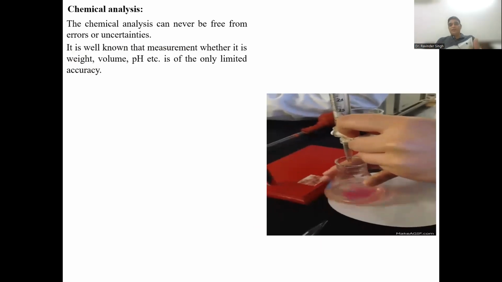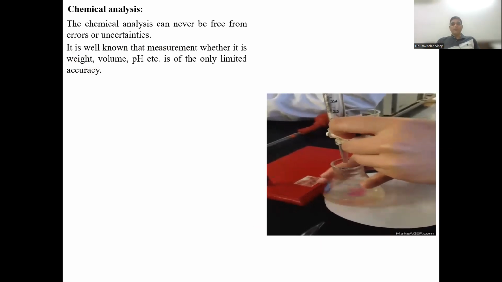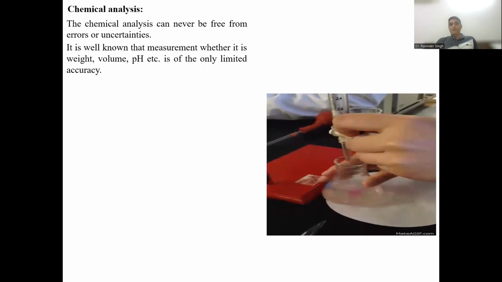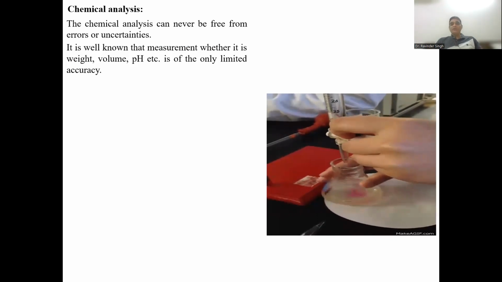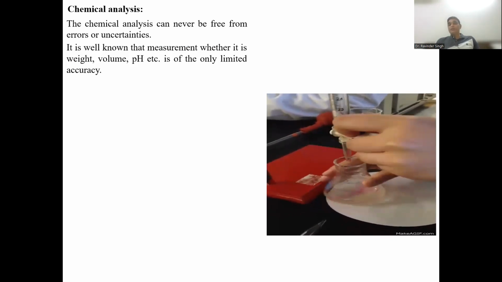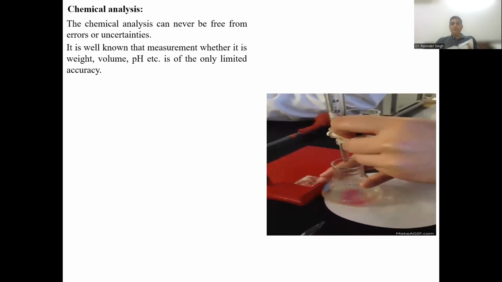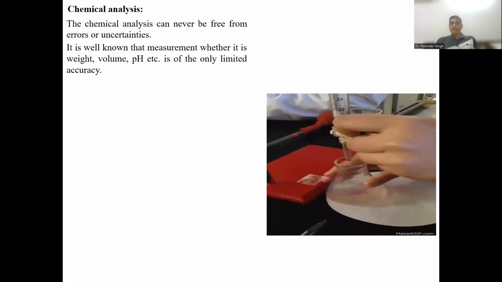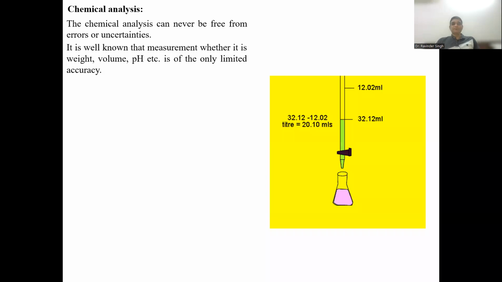You can see in that particular video, a student is doing a titration, meaning a solution in the burette and another in the titration flask, taken with the help of the pipette. During that experiment, we got some readings. You can see here the initial reading, for example, is 12.02 ml, and the final reading comes out to be 32.12 ml.